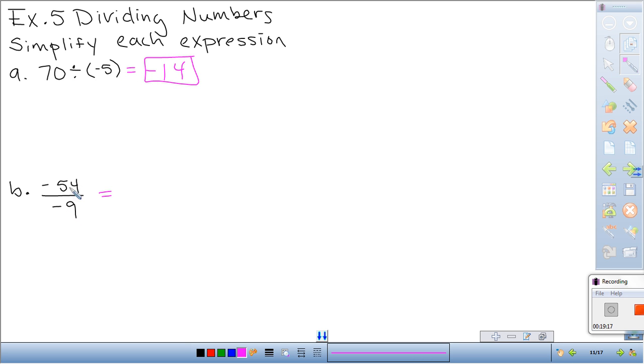On B, I wrote it a little differently just to remind you that this fraction bar is also a division bar. So it's negative 54 divided by negative 9. And negative divided by a negative gives us a positive. 54 divided by 9 is 6.